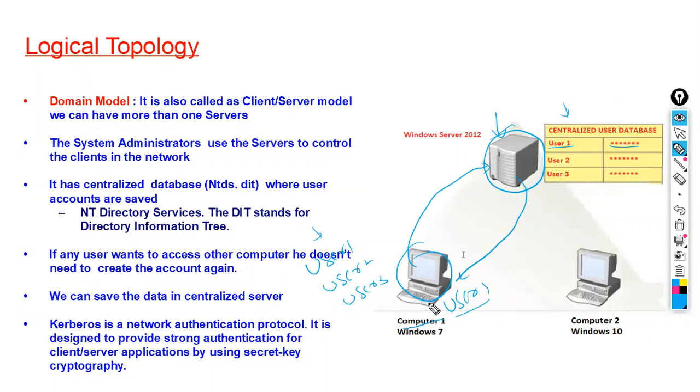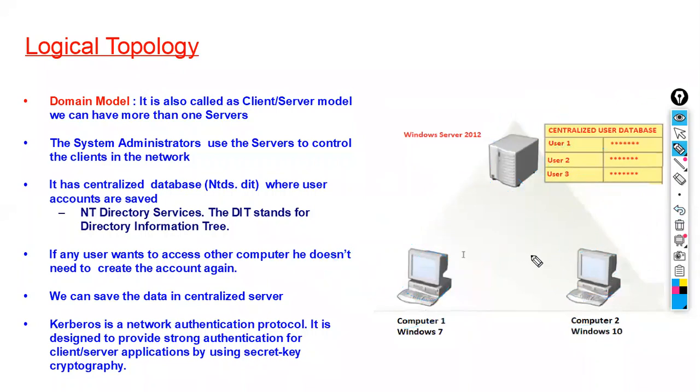After some time, user 1 wants to use computer 2. Again, he will log in, he will enter his username and password on computer 2. The request will go to the server. The server will check the username, user 1 is available, then the server will allow user 1 to use computer 2 as well. You don't need to create multiple usernames and passwords on clients. You are going to create the username and password once, and it will be authenticated by the server.